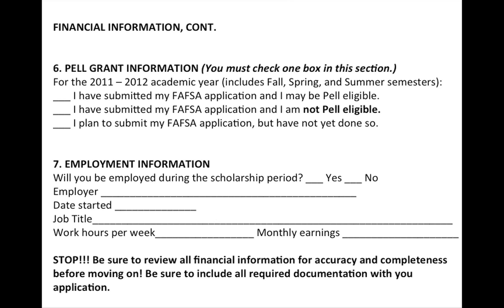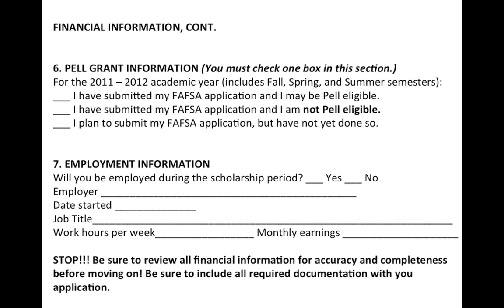Financial information is continued on page 5. And again, you must complete section 6. Also section 7, will you be employed during the scholarship period? And then go back and just review to be sure that you've gotten all your information completed. You left no spaces blank. It's so important to not leave any blanks on your application, because incomplete applications will not be reviewed, and you will see that written on the application in more than one place.